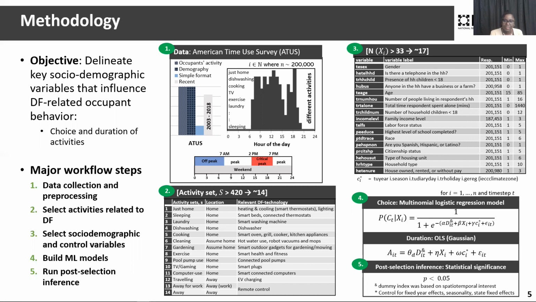After this data preprocessing, our next major step was to identify and select DF-related activities from over 420 recorded activities in ATUS. For instance, look at DF thermostats to be relevant to when you're just home or sleeping. The next thing we did was to explore several demographic variables that are usually discussed in the literature, and we focused on 17. These 17 variables are simply easier to find in the public domain. We also controlled for fixed year, season, weather, and location effects. Then we evaluated the machine learning regression models on choice and duration of these activities. And finally, we check for statistical significance of the selected demographic variables using post-selection inference tools.